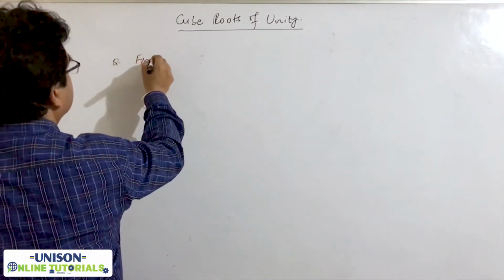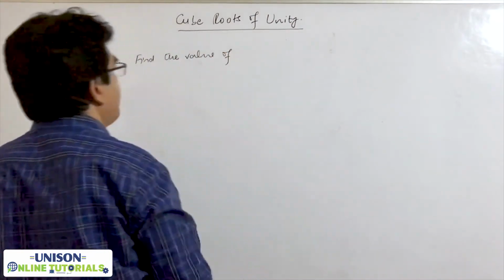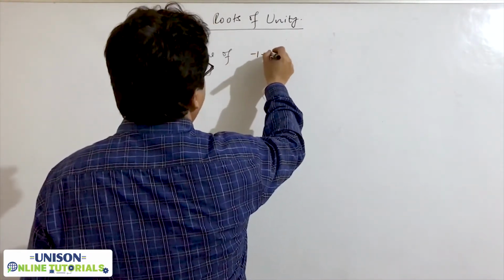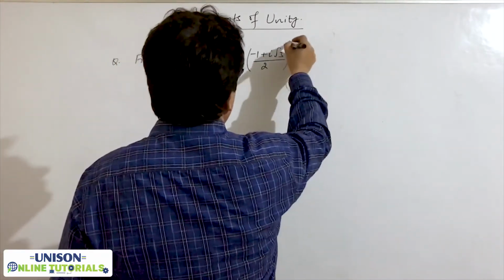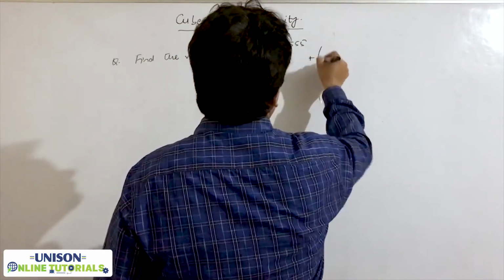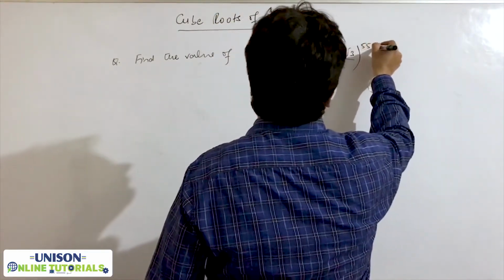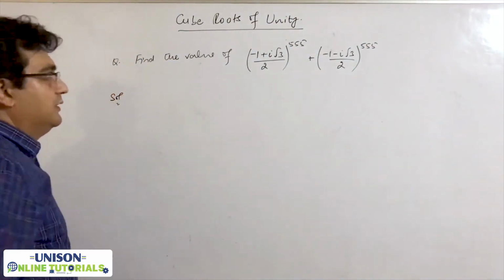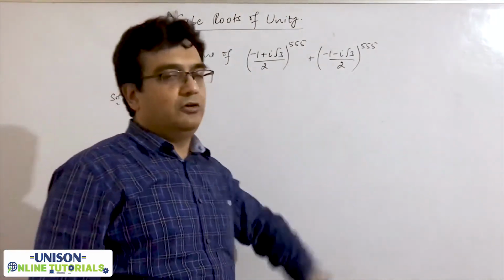Find the value of minus 1 plus iota root 3 by 2 to the power 555 plus minus 1 minus iota root 3 by 2 to the power 555. We have to calculate its value. If we simplify it the algebraic way, it is very difficult to get the value of this question.